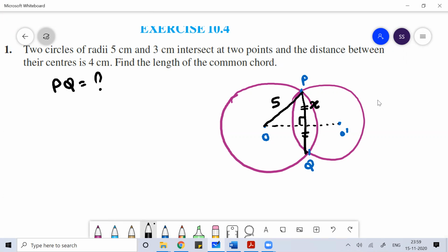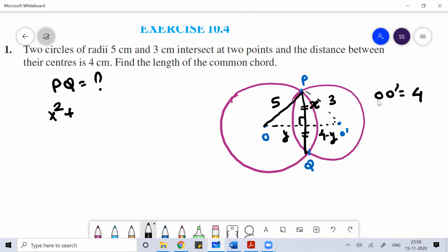So this is suppose Y. Okay, and then this would be 3 because the radius is 3, and this would be 4 minus Y. Okay, and the length O dash is equal to 4, that is given. Okay, now you just need to use Pythagoras theorem.